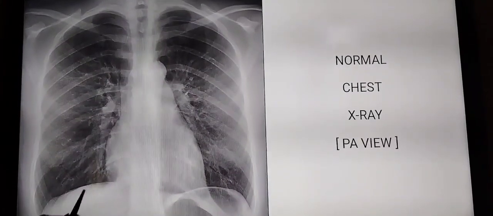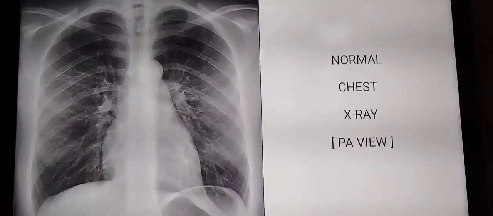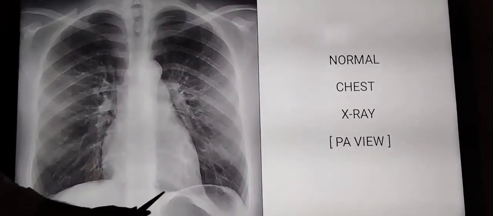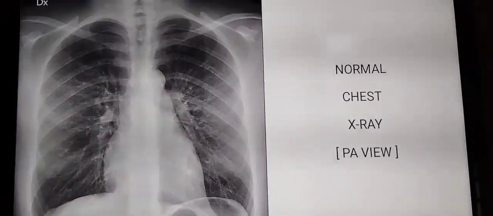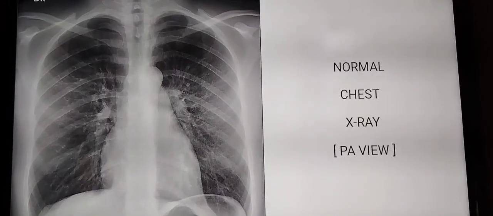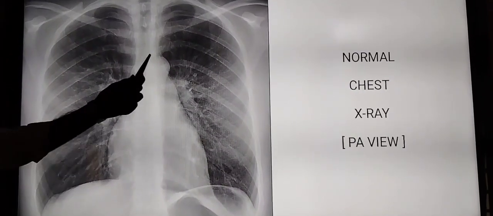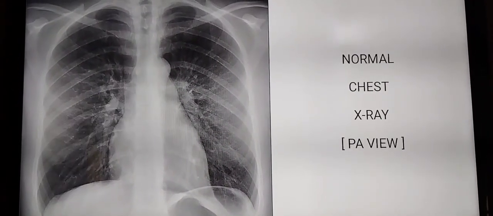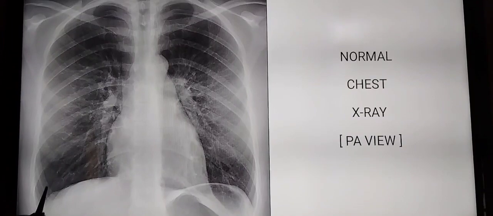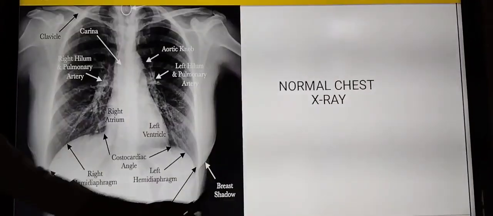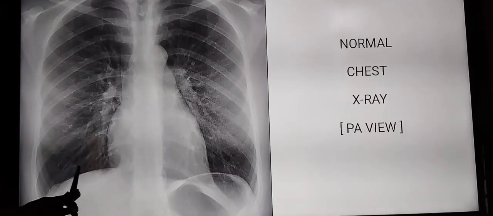Both hemidiaphragms are seen as a circular shadow. The right hemidiaphragm is slightly higher than the left. Under the left hemidiaphragm, the gastric bubble is seen. Both hila of the lungs are seen in this picture. The aortic knob is also seen in this picture, which represents the aorta. On both sides, the costophrenic angle is seen as a sharp angle, which represents the angle formed by the lateral chest wall and the lower margin of the lung.